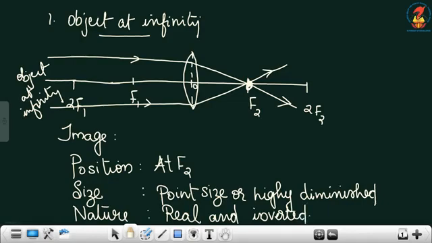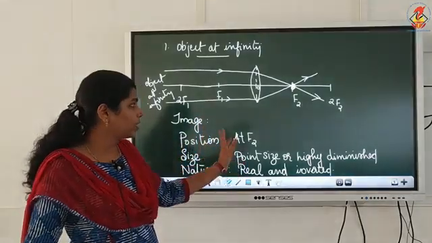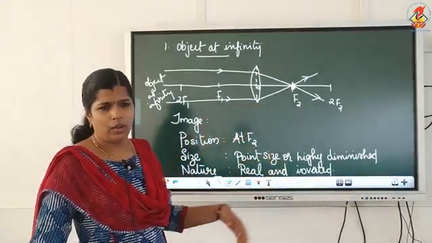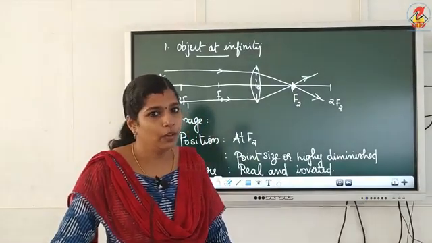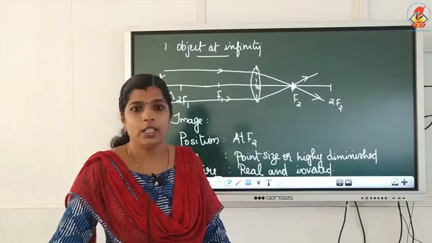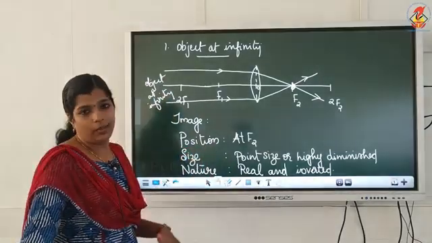Real and inverted. So, the position of the image is at F2. Size is point size or highly diminished because a small image of the object will be formed at the principal focus. Okay, that is F2. The nature is real and inverted.